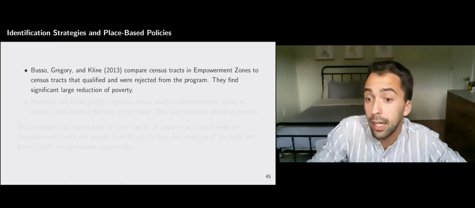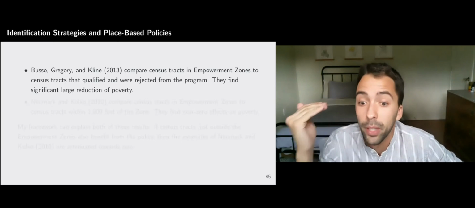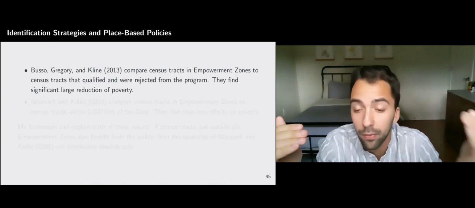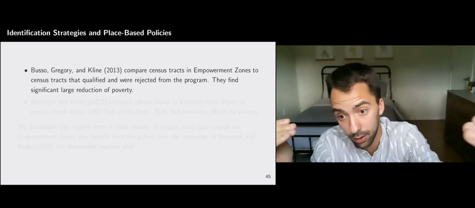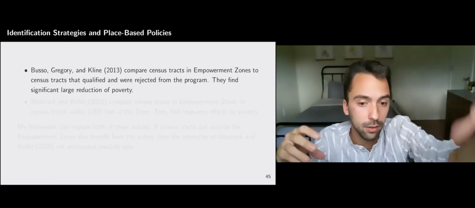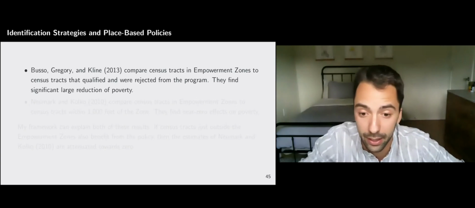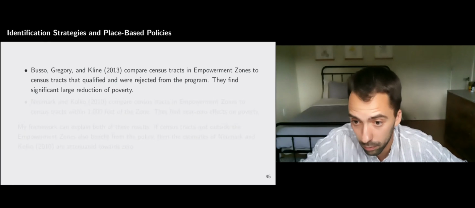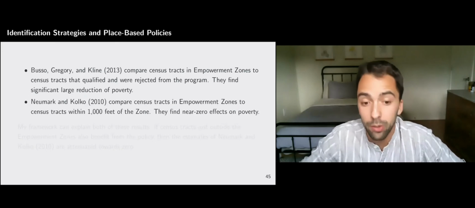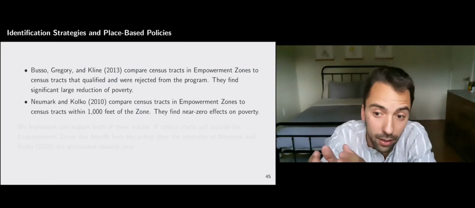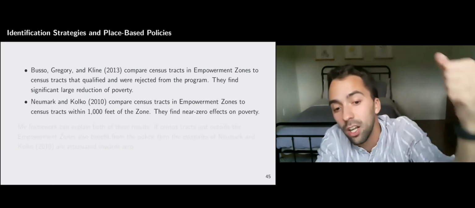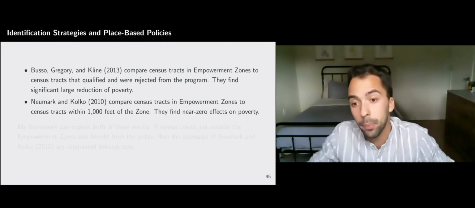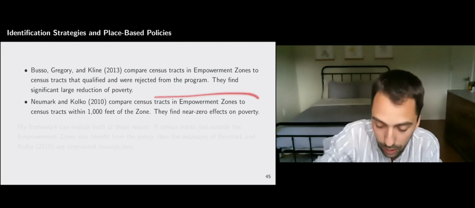So Busso, Gregory and Kline, they compare census tracts that are within these empowerment zones to census tracts that were qualified to become an empowerment zone, but were rejected. And these are typically further away. They're like in different cities or different ends of the city. And they find large and significant reductions in poverty. As opposed to Newmark and Kolko, they look at census tracts just within the empowerment zones compared to census tracts within 1,000 feet of the zone. And they find near zero effects. Now, I can't replicate these because they use administrative data. Wouldn't that be nice to have?